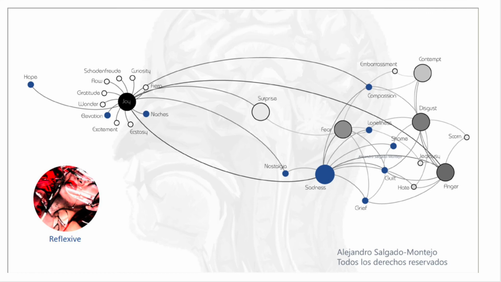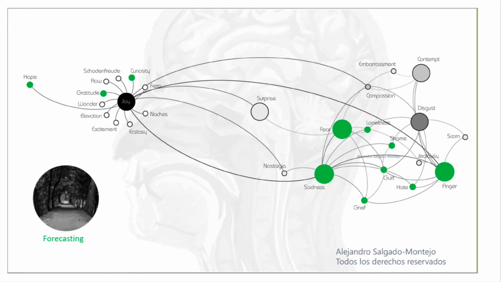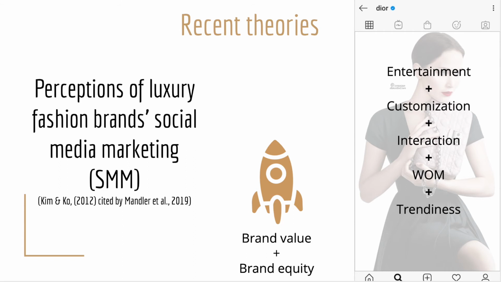We can see here that the reflexive one triggers emotions like hope, elevation, nostalgia, sadness, grief, guilt, shame, loneliness, and compassion. Judgment and moral triggers emotions like elevation, contempt, disgust, scorn, anger, hate, guilt, shame, and compassion. And finally, the forecasting one triggers emotions like curiosity, gratitude, hope, fear, loneliness, shame, anger, hate, guilt, grief, and sadness. Now, three recent theories.